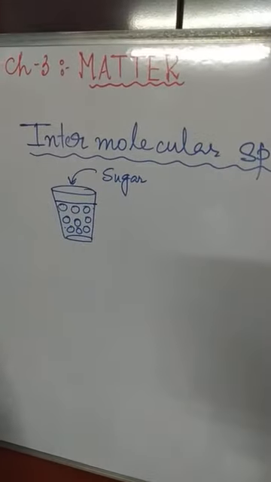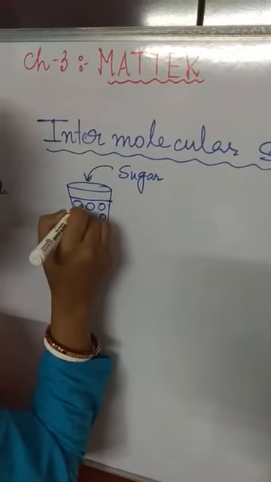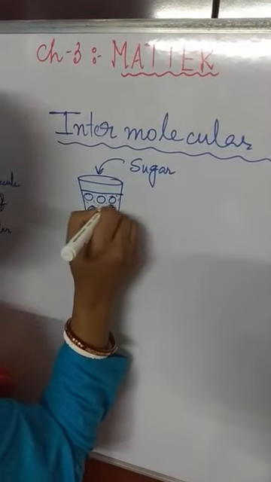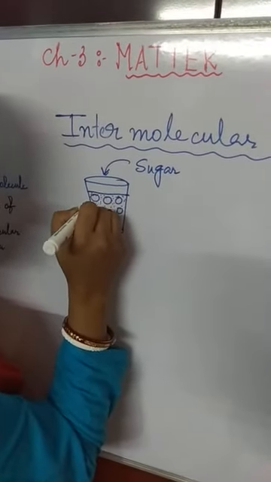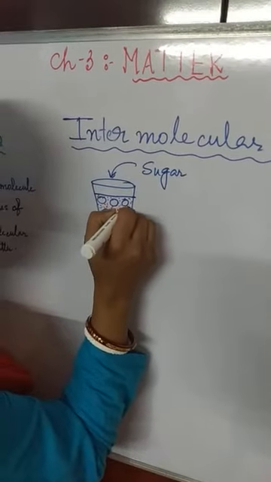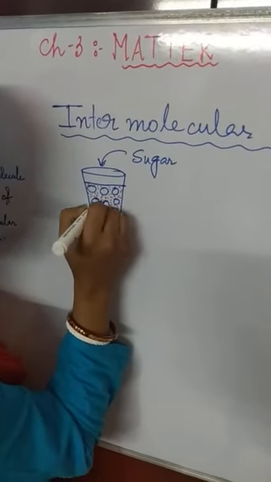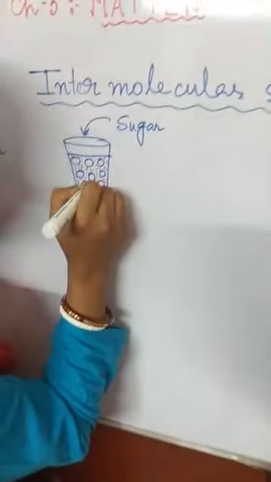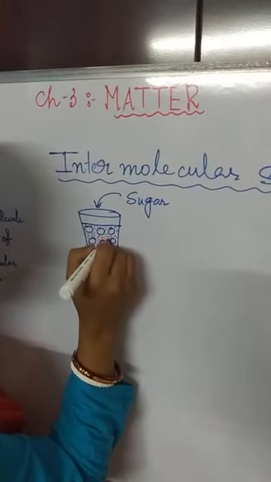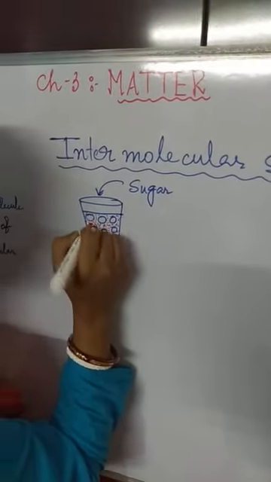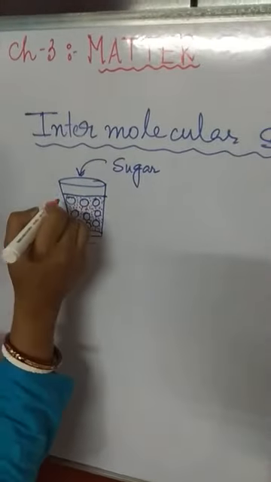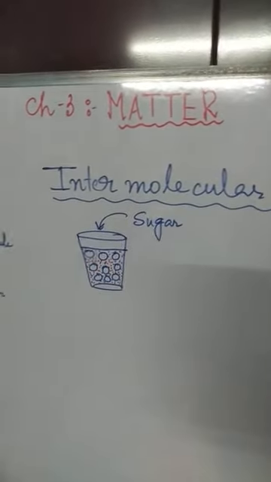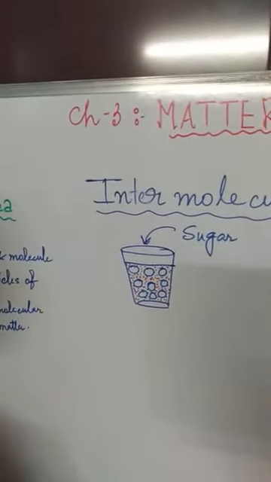Now when we add the sugar particles, as these are very small particles, they will spread into the interparticular space of the water molecules. There is a lot of space in between the particles of water, and in this space the sugar particles will adjust themselves. As they adjust themselves in this interparticular space of water, there will be no rise of the water level.